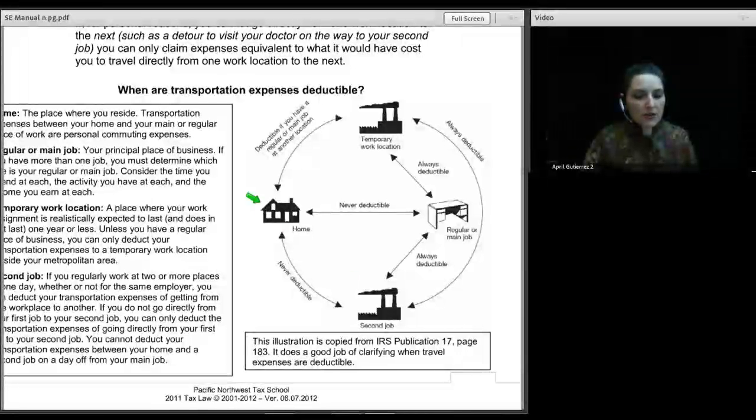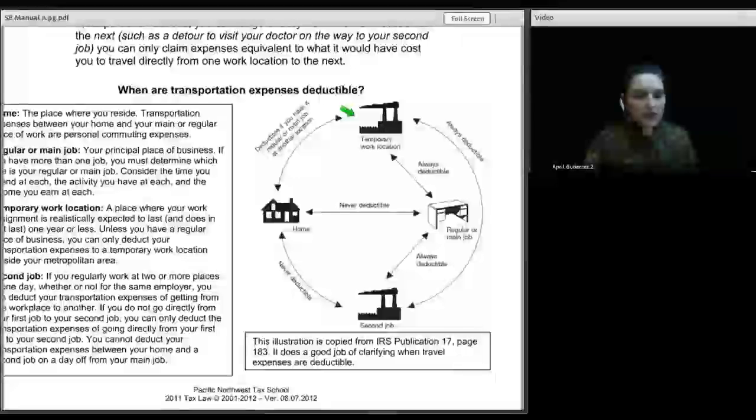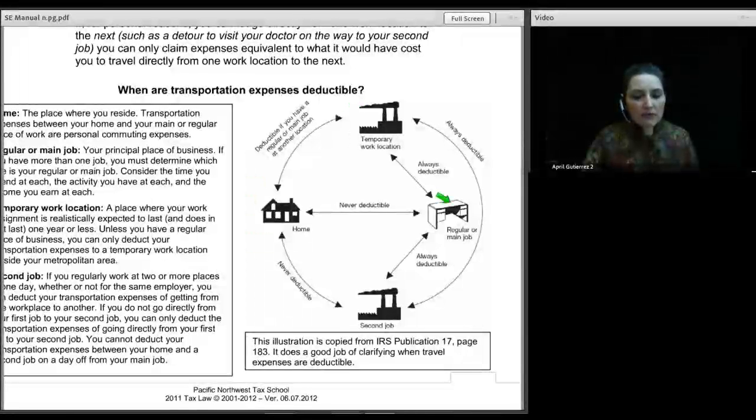If you drive from your home to a temporary work location and you have a regular job at another location, then the drive from home to that temporary job is deductible. If you drive from your regular or main job to a temporary location, that is deductible. If you drive from your regular or main job to a regular second job, that also is deductible. And if you drive from a second job to a temporary job, that is deductible.